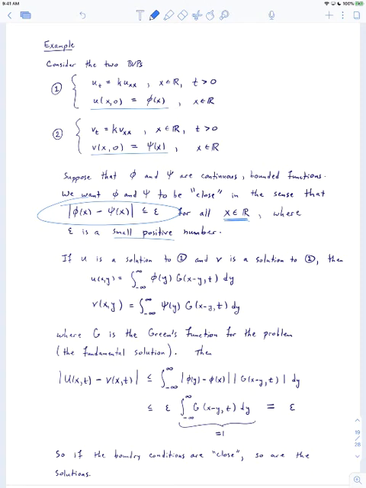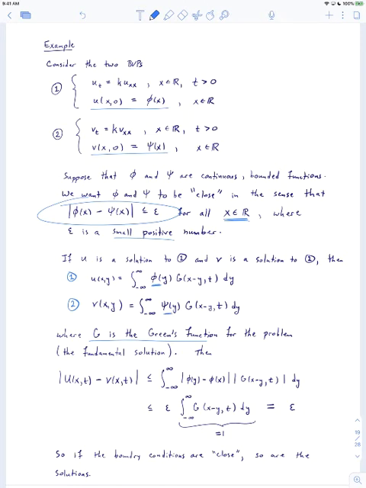So for equation 1, we have that u at x comma t is equal to this integral from minus infinity to infinity of phi at y times g at x minus y comma t dy. Remember that g is the Green's function for the problem, or the fundamental solution, or the heat kernel, however you want to call it. And for 2, we have exactly the same thing for v, except we just replace this phi with psi.